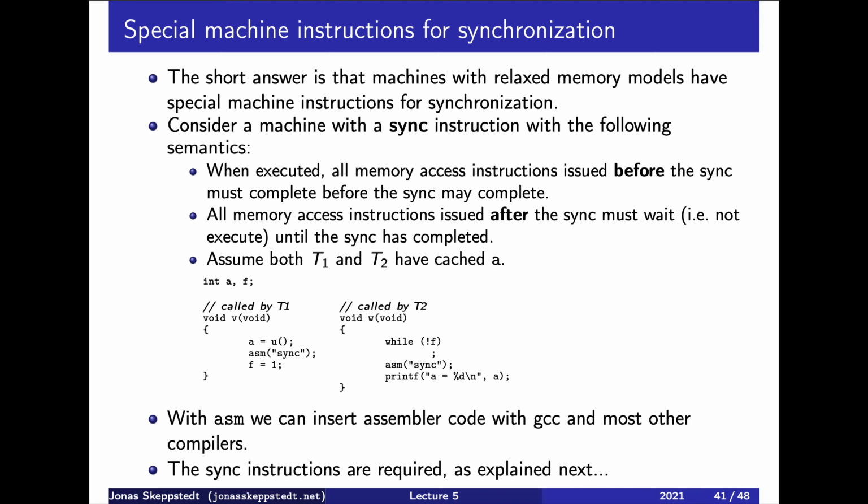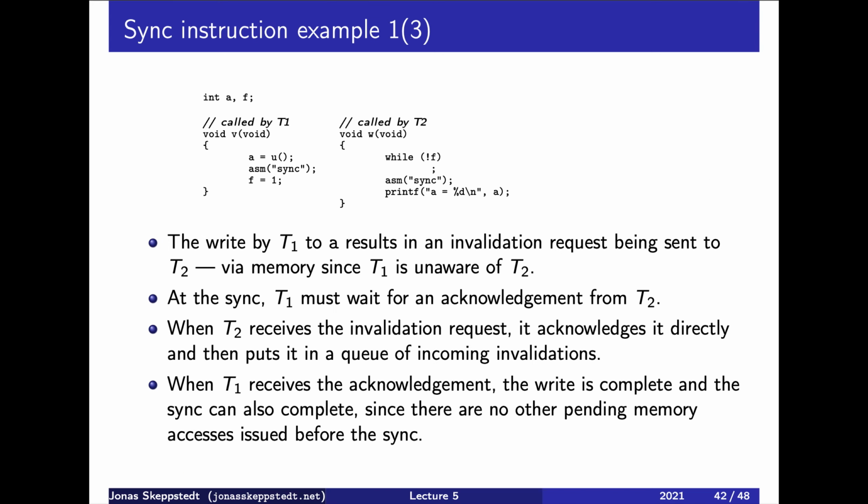Okay, so I should first say that we can insert machine instructions in C using this syntax, which is not recommended since it's completely not portable, but it's used for illustration, so to be concrete here. Okay, so what will happen if we do this? And let's assume that both threads, or CPUs, have a cached copy of variable A.